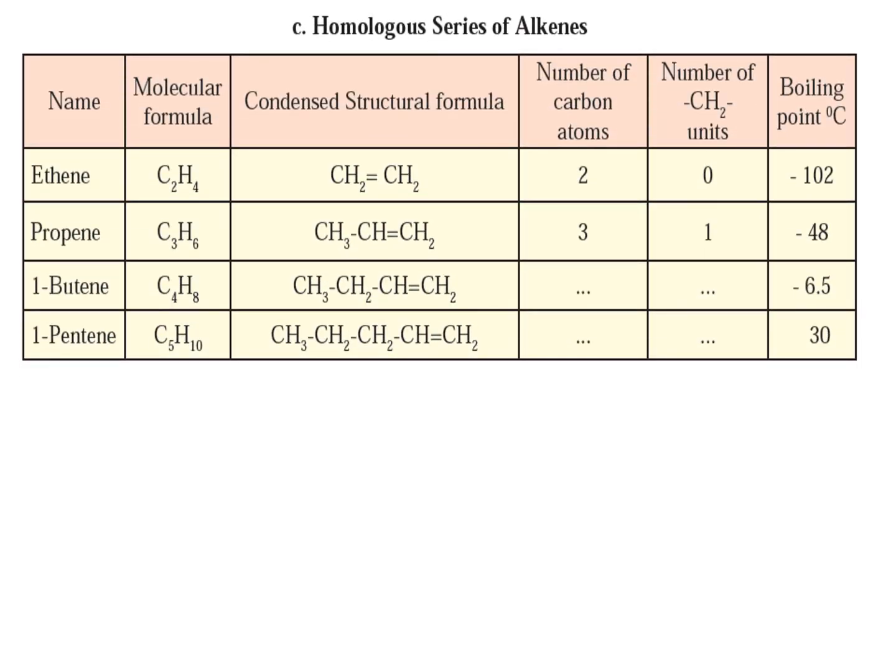Next is the homologous series of alkenes. Alkenes are nothing but double bonds. So ethene has zero CH2 units. Why is there zero CH2 unit? If you see the structure here, the carbons are joined by a double bond. There is no single bond present between carbon and carbon, and that is why the number of CH2 units in ethene is zero. In propene it is 1. For butene and pentene, you will have to find out by deriving the structure.